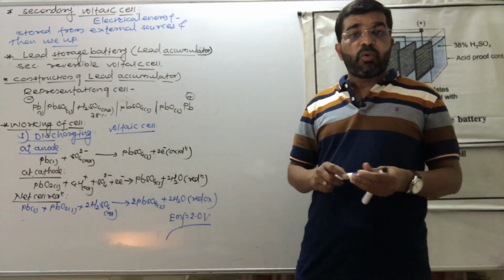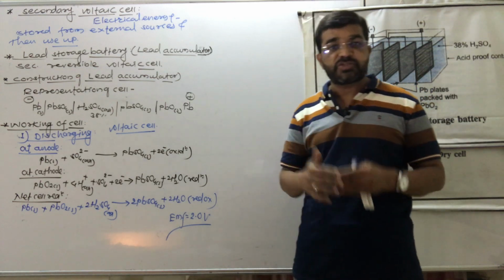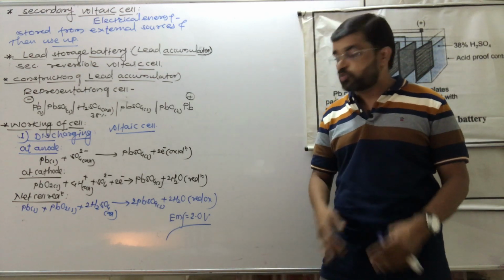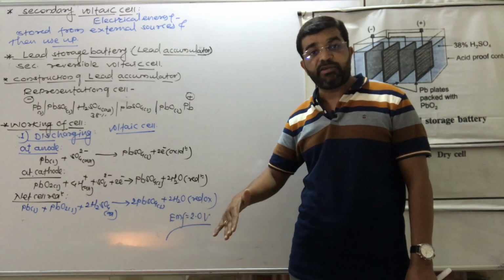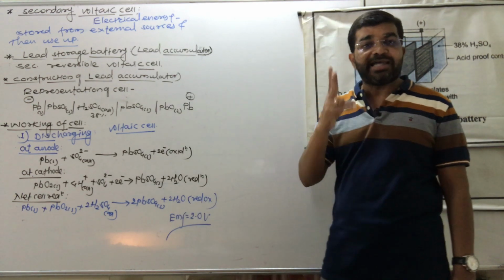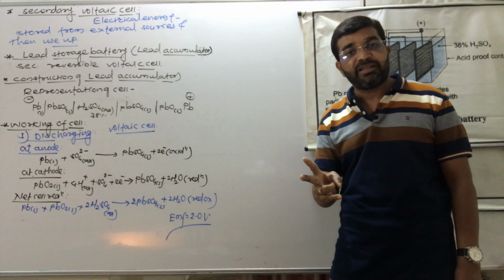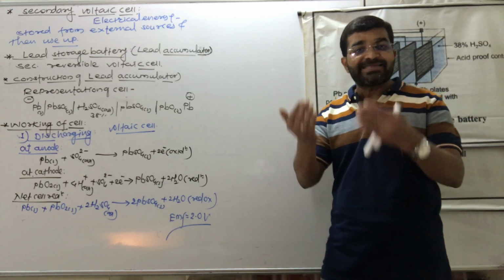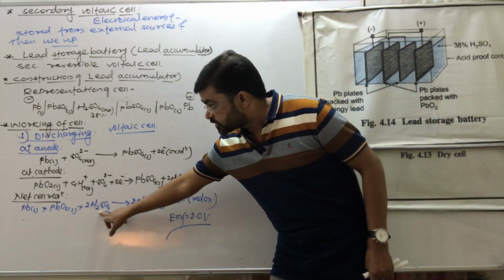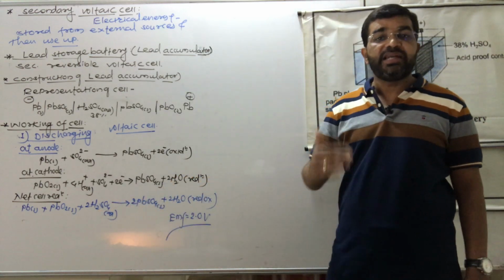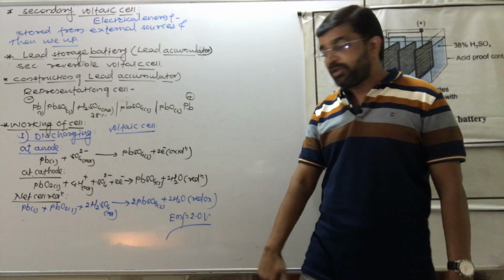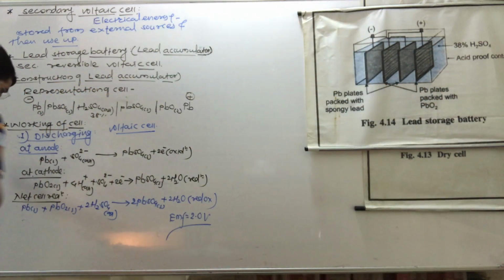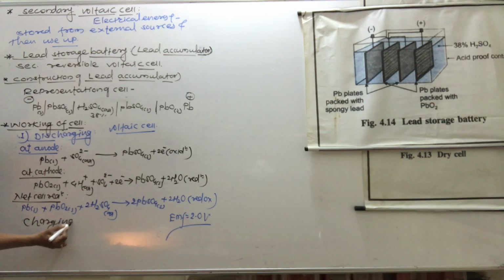Now here see why during the discharging the specific gravity of H2SO4 falls: because water is formed there, so specific gravity falls. Second point is that during the discharging of this cell, sulfuric acid is consumed and lead sulfate, PbSO4, is formed.